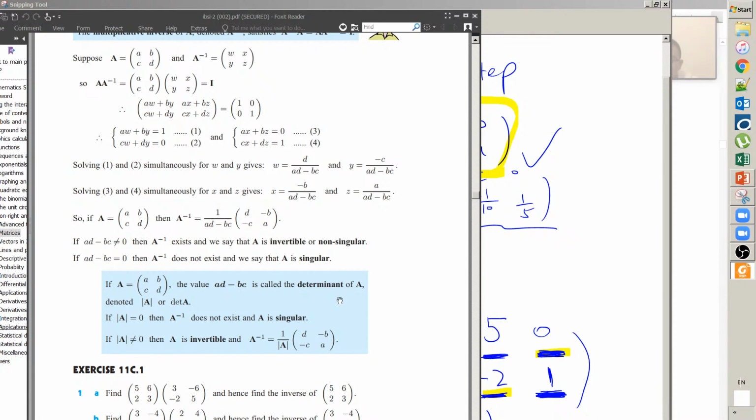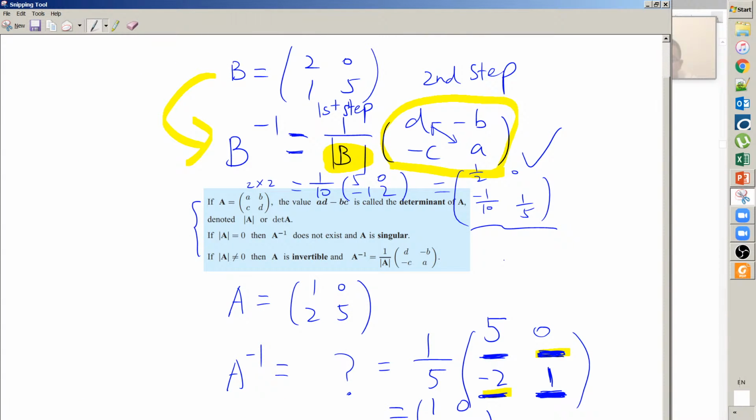Similarly, we don't want to go through the proof of how we get the inverse of A. We just want to make use of the formula right here. 1 over determinant A, and then we switch place A and D, and then add a minus sign in front of B and C. So we will stop here.